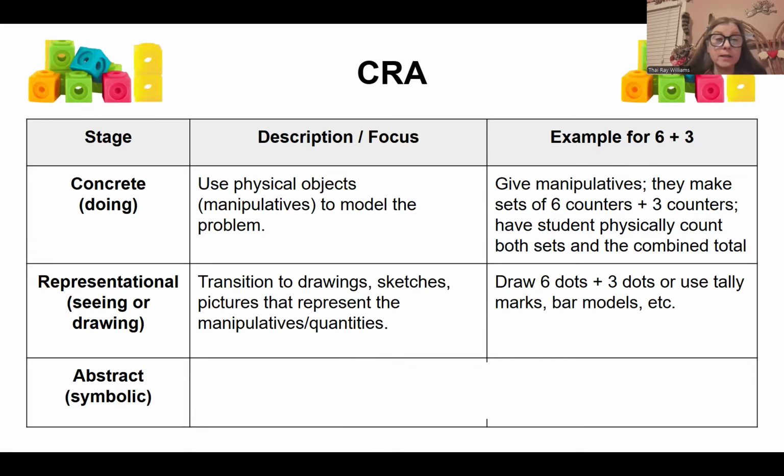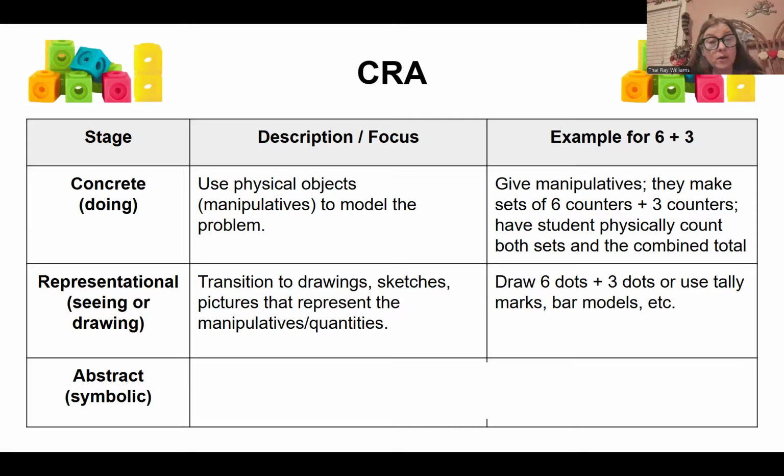All right, the second stage is representational. You can think of that as seeing or drawing. This is where students transition from those manipulatives to things like drawings or pictures, and those represent the quantities of the problem or what you would have used the manipulatives to create. So again, it's a representation. That's how you can think of it. It's a representation that students are seeing or drawing.